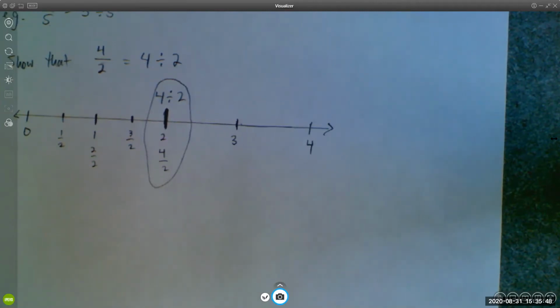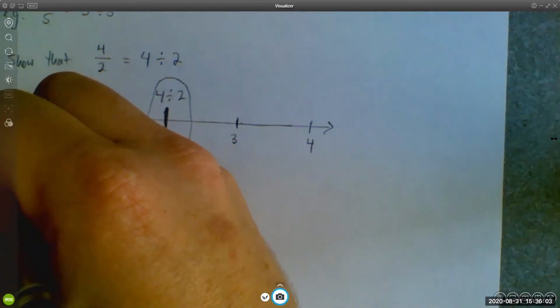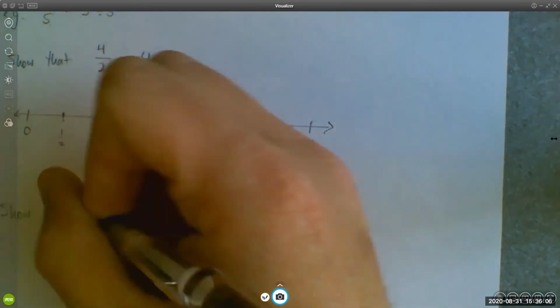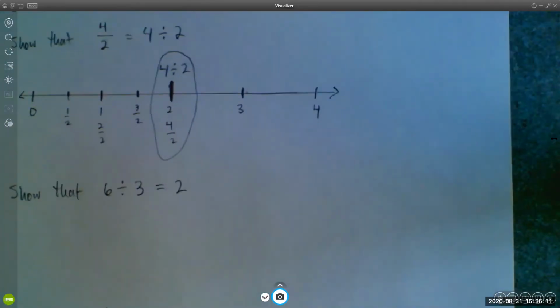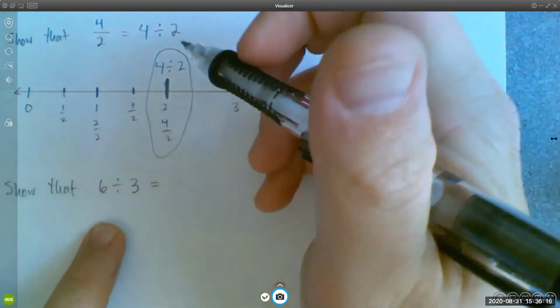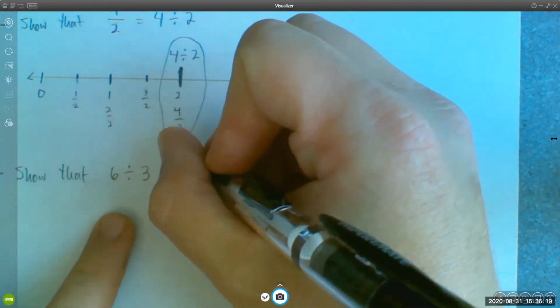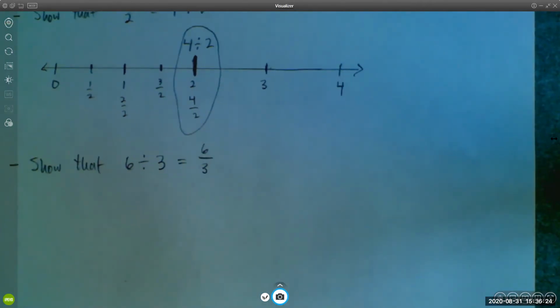None of this is particularly earth-shattering information, right? This is all stuff that we would have expected to happen. But anyway, let's do another one. Let's show that 6 divided by 3 equals 2. Or sorry, that's not what I want to show. I mean, that is a true statement, but I want to show that 6 divided by 3 equals 6/3.